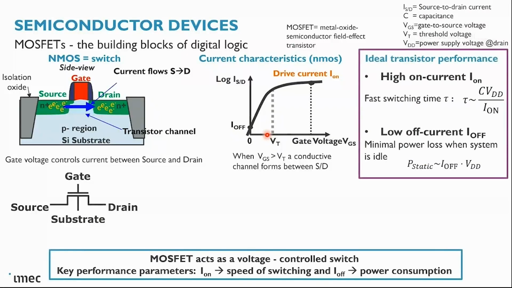So what we want is a high on current, ideally, because this will give us a very fast switching time, and a very low off current, because in this way we can reduce our losses. So in conclusion, the message of this slide is that a MOSFET acts as a voltage control switch, and the key performance parameters are I-on for fast switching and I-off for less power consumption.